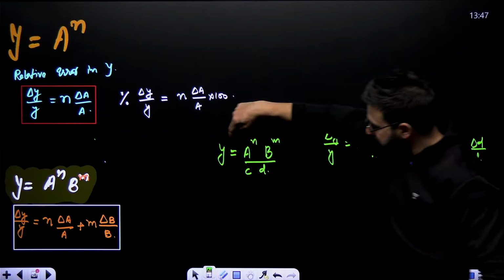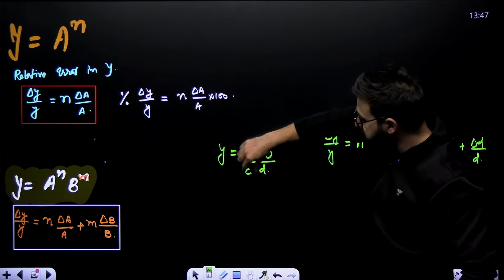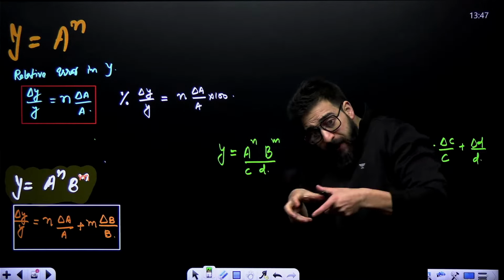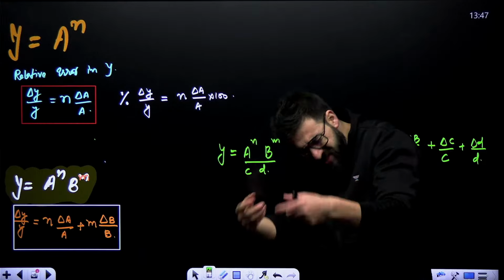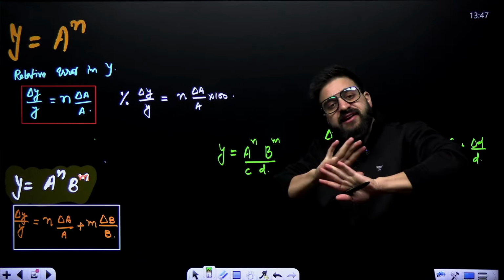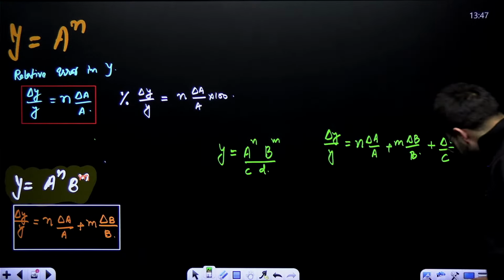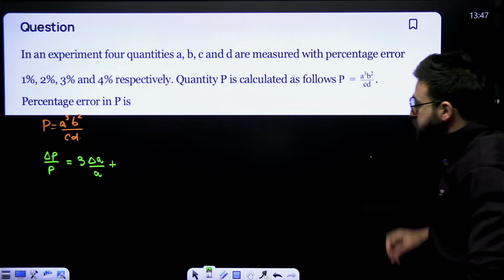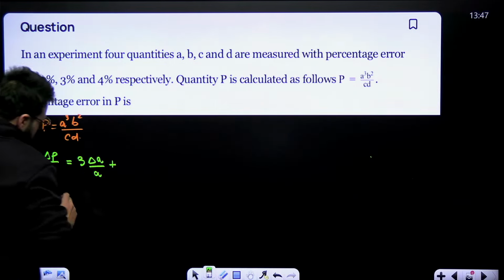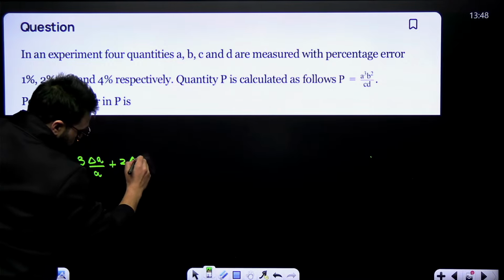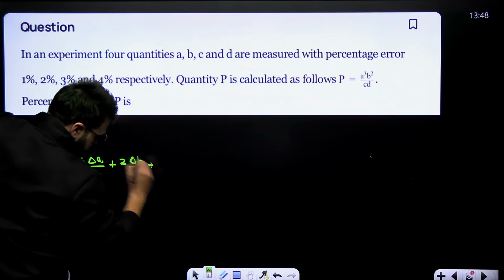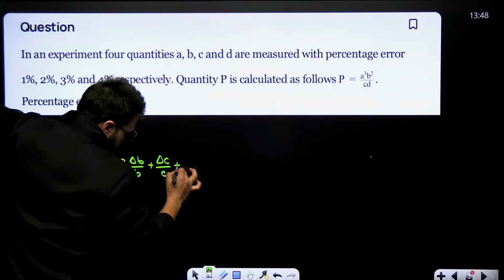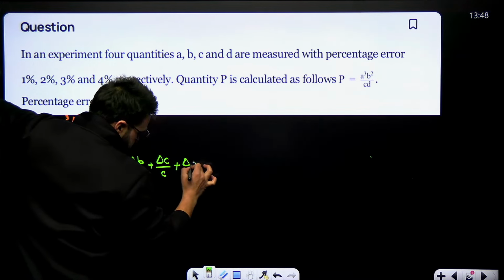Because, my dear friends, y depends upon a, b, c, d. If you produce error in all the 4 quantities, that error will be added. Even if it is in the subtraction or the division, error will be added. So the same is the case I am doing in this particular question: 3 delta a by a, then 2 delta b by b, then plus error in this, that is delta c by c, plus error in this, that is delta d divided by d.